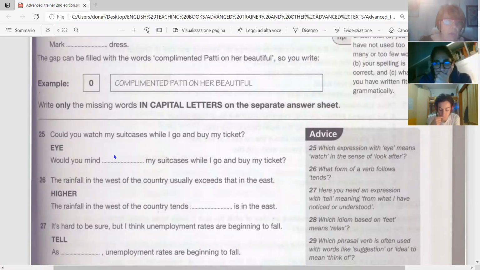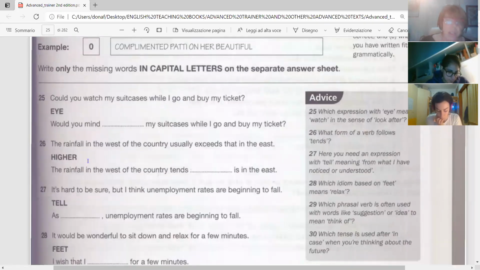Do you want to start, Mara? Yeah. Allora, could you watch my suitcase while I go and buy my ticket? So: would you mind keeping an eye on my suitcase while I go and buy my ticket? That's perfect. Keeping an eye on. Perfect. So you got I and you got all the words in the right number. Very good.